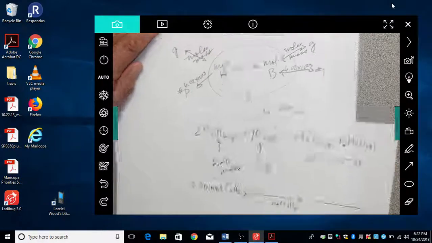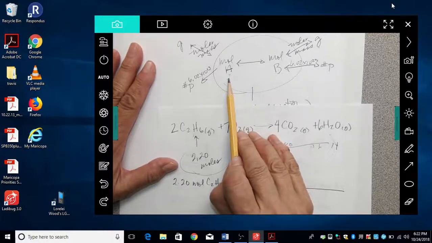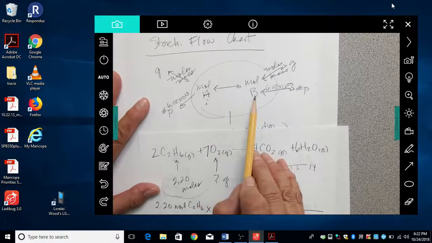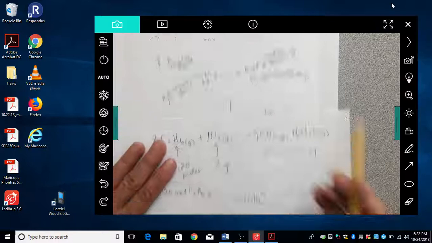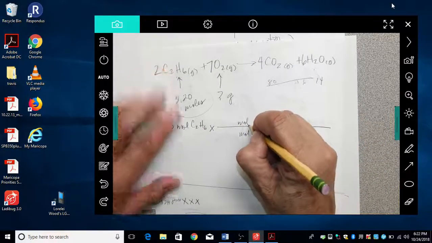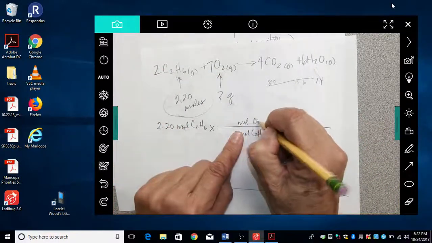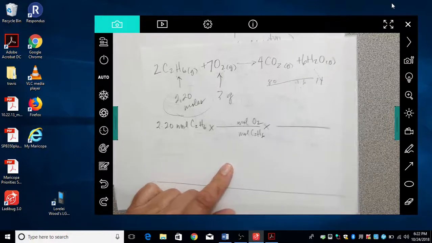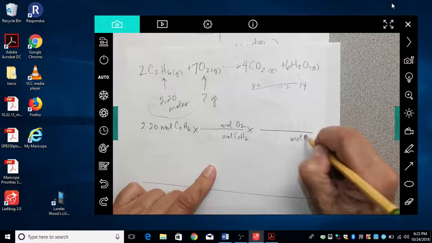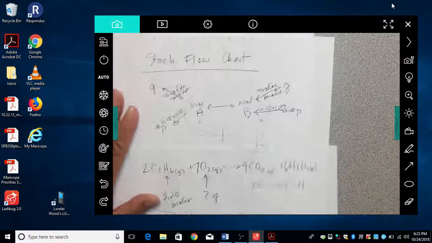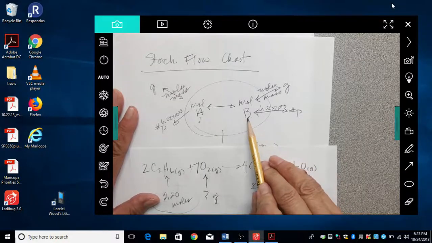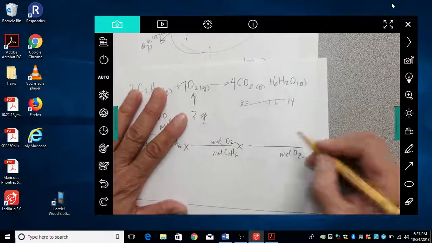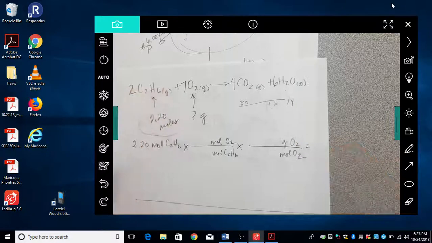And using my stoichiometry flow chart on moles here, I don't want to go backwards. I want to go forward, so I'm going to go moles of the second substance. So moles of the second substance, in this case the O2, is going to go on top. Then I'm going to take moles of O2, I'm going to put it on the bottom. And according to the stoichiometry flow chart, if I go moles of O2, I got to go to grams of O2. So grams of O2 on the top.